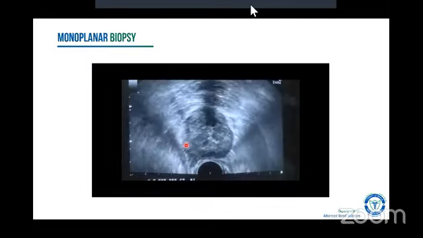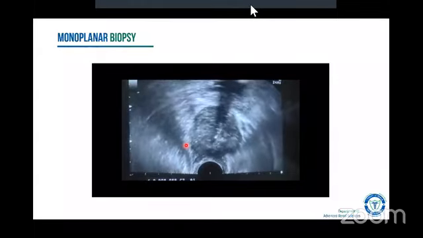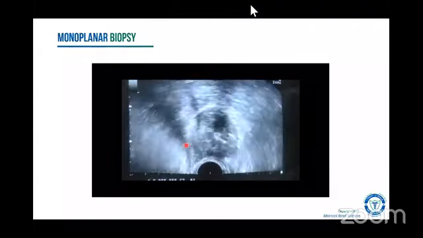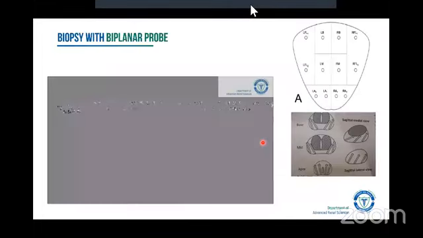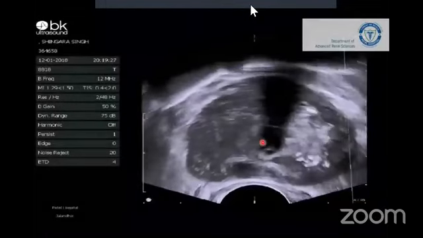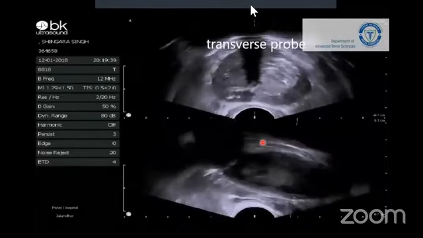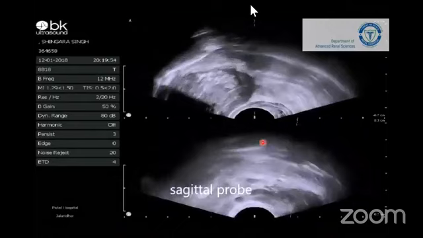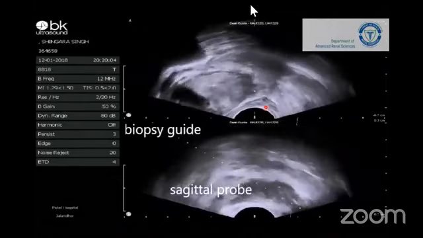You can do the mid zone first and then do the apex and the base, or you can start from the base and do the mid zone and the apex lateral. But usually you can use the tracks as a good indicator of where you are located inside the prostate when you are biopsying. When you do a biopsy with a biplanar probe, you have the luxury of having two screens, and you are able to see both the transverse array and the sagittal probe simultaneously. The biopsy guide actually appears.